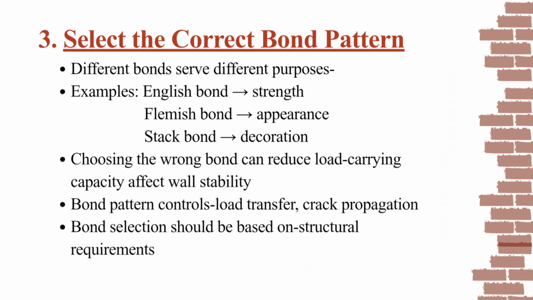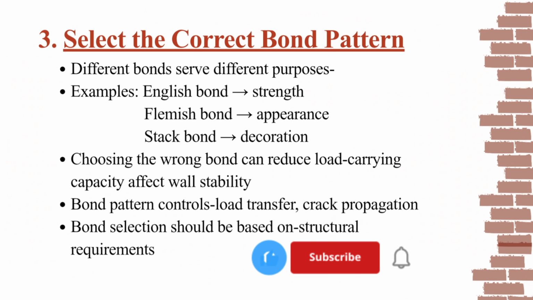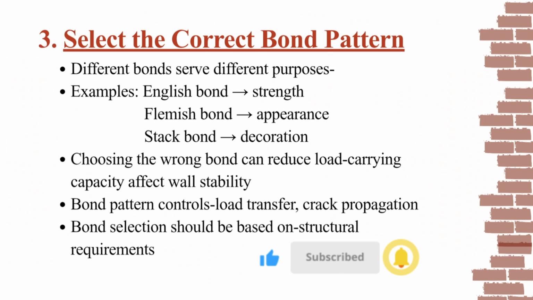The bond pattern controls how the loads are transferred and how cracks propagate. The bond selection should be based on the structural requirement and not just for the look. So, this is also an important point for brick masonry work and to give strength to the structure.